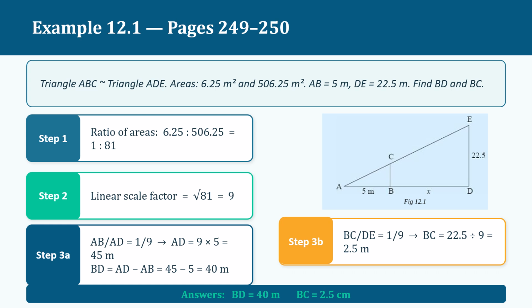We are, however, interested in finding the length BD denoted as X. How are we going to find that? We're going to subtract the portion AB from AD. So it's 45 minus 5, giving us 40. So the length BD is 40.